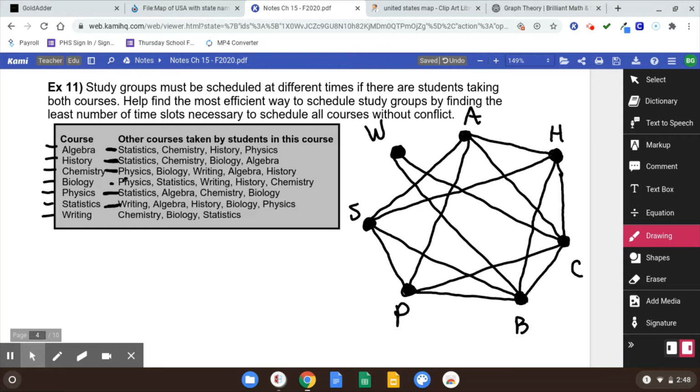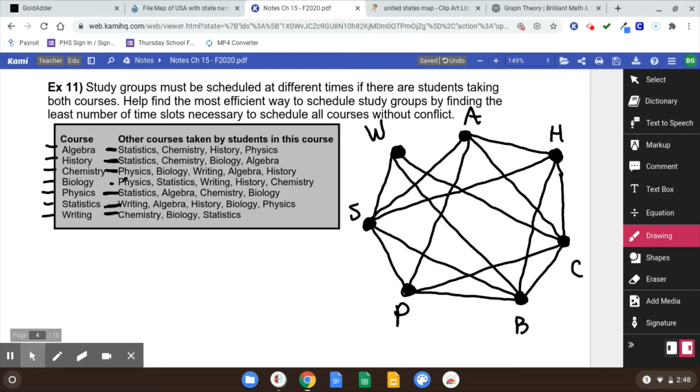Now we do statistics. Statistics goes to writing, algebra, got it, history, got it, biology, got it, physics, got it. And then writing goes to chemistry, got it. Biology, got it. Statistics, got it. All right, there's my graph.